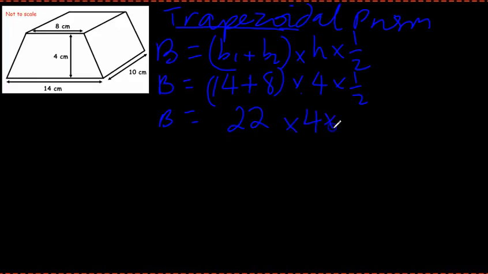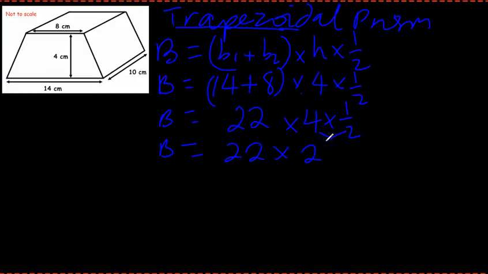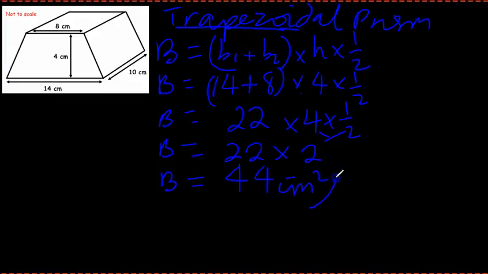22 times 4 times 1/2. If we want, we can multiply 22 by 4 and find 1/2, or we can find 1/2 of 4, which I think is easier. 1/2 of 4 is 2, or 4 divided by 2, either way means the same thing. Now, 2 times 22 should be 44. That's easier. Again, this is square centimeters because it's two-dimensional, but we are not done yet.